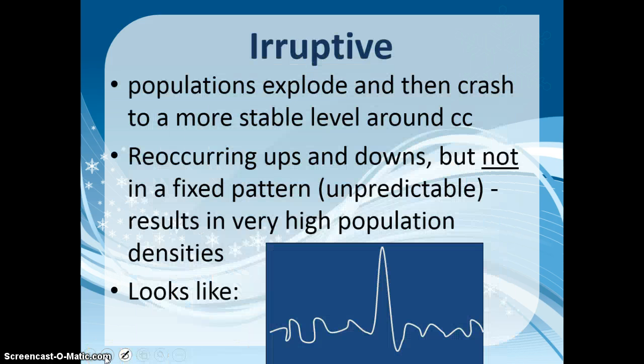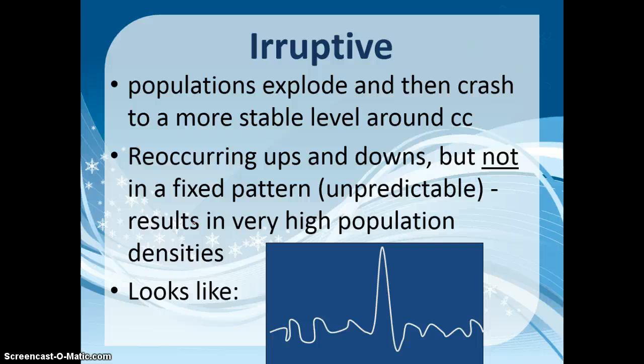Another population pattern is called an eruptive pattern, and pay attention to the spelling here because it's commonly misspelled. So in an eruptive pattern, the populations explode all of a sudden, and then they crash down to a more stable level that's right around their carrying capacity. So again, you have recurring ups and downs, but this time it is unpredictable. It's not a fixed pattern.